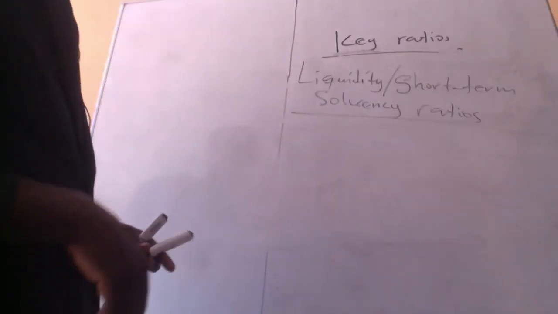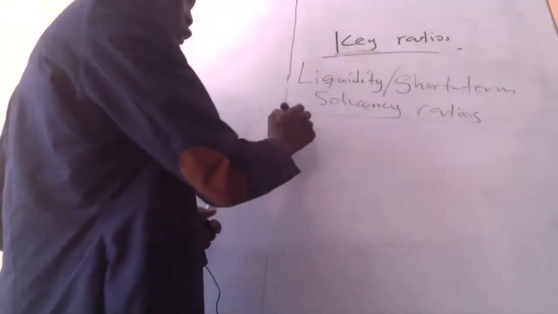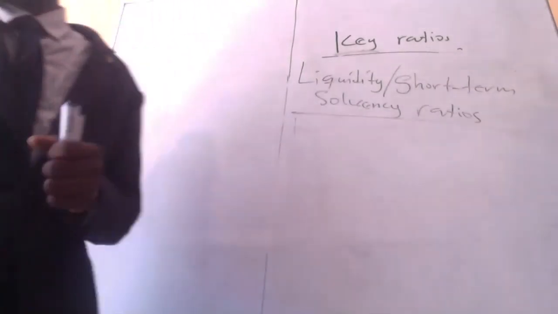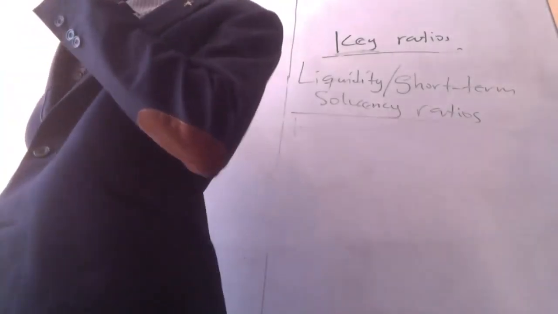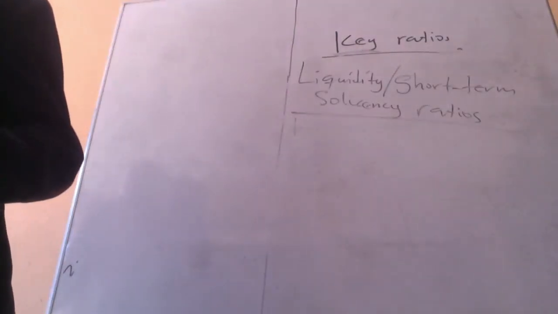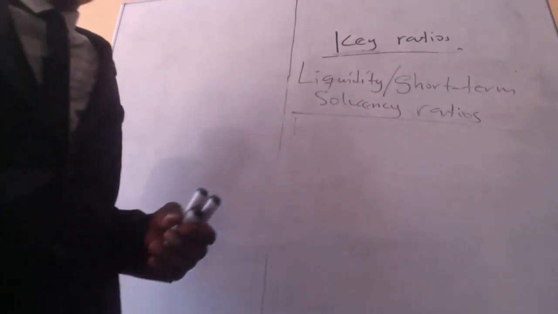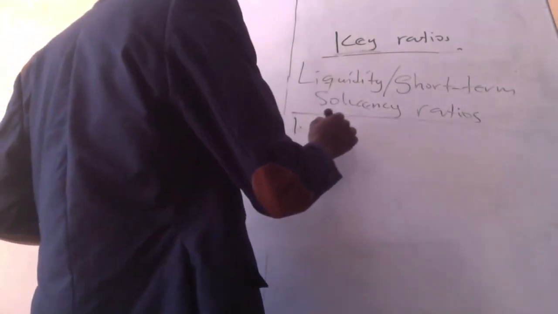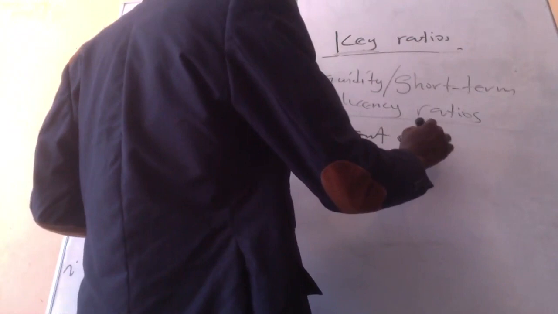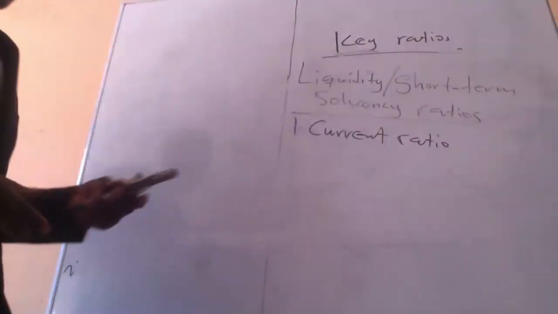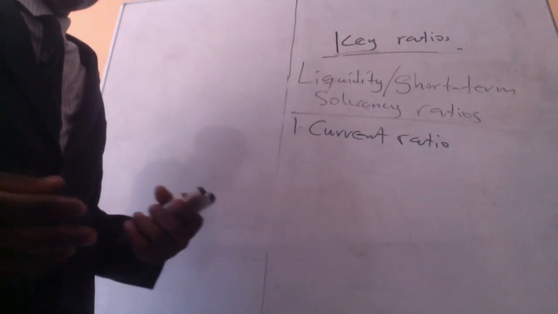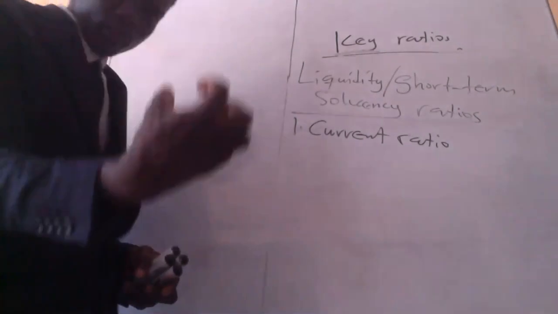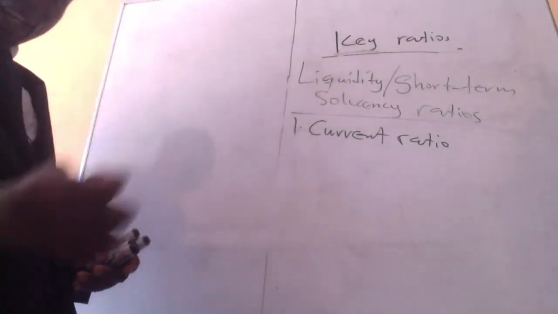Now the ratios that fall under them, the first one is the current ratio. Current ratio is the first one that we will talk about. Now be with me. Current ratio will measure your current status. So it's your current positive figure divided by your current negative figure.